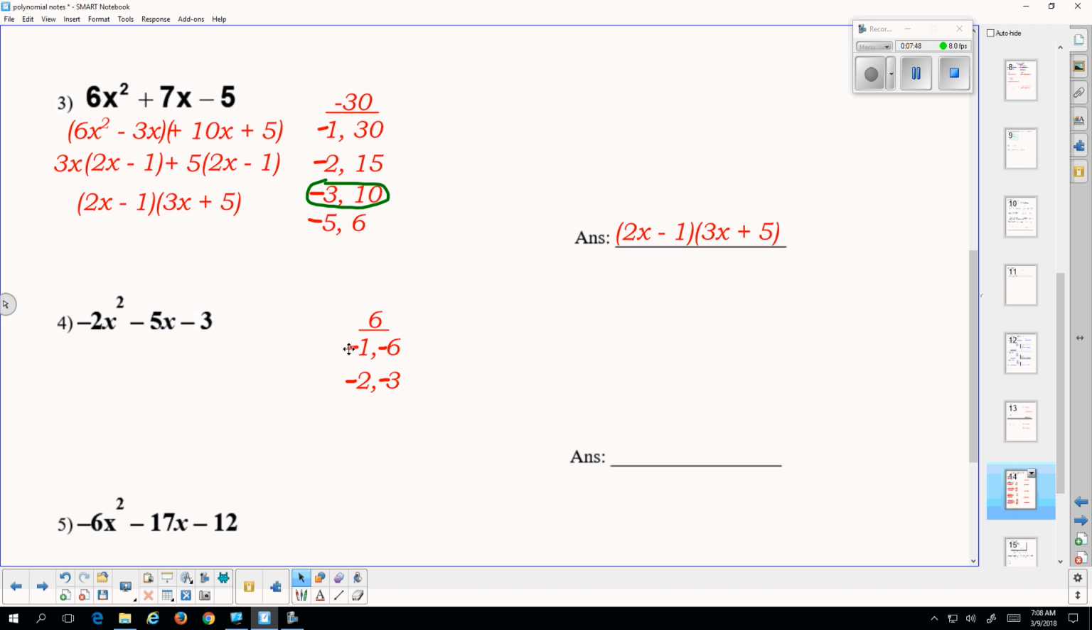Now, which of these will add up to give you negative 5? That'd be negative 2 and negative 3. And I'm going to have the 2 go first, because that'll work nicely with that too. And now let's factor by grouping.